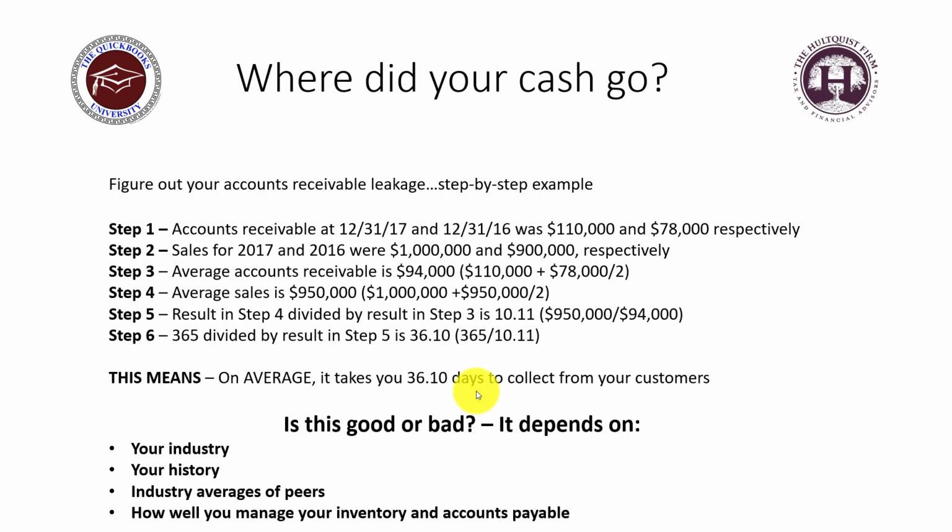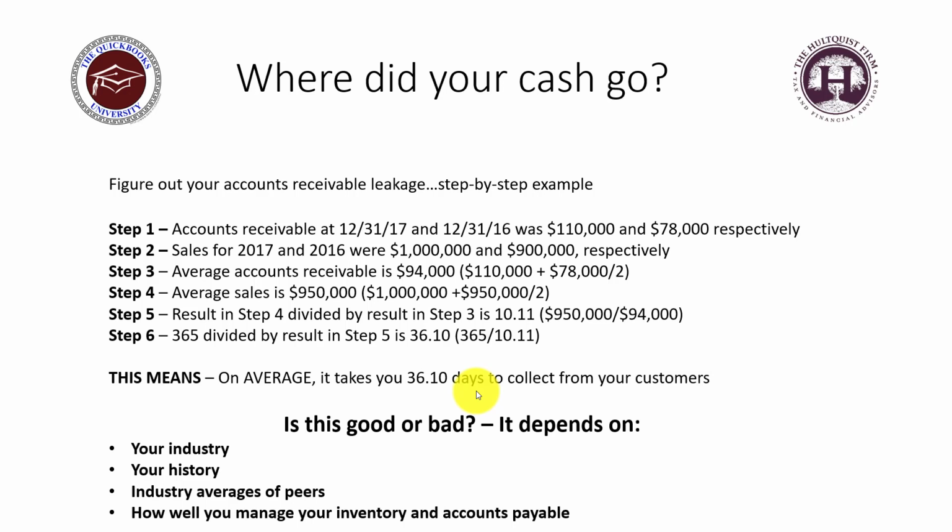You know, on average in the past, has it taken you 60 days to collect and now you're at 36? Well, that's great. You've incredibly improved your cash flow. If on average your industry takes 15 days to pay and you're at 36, well, then you're not doing so hot. Okay, so you look at the industry averages of your peers.